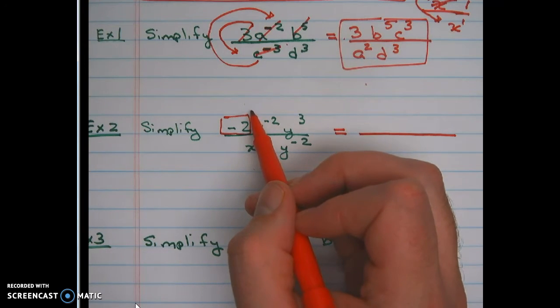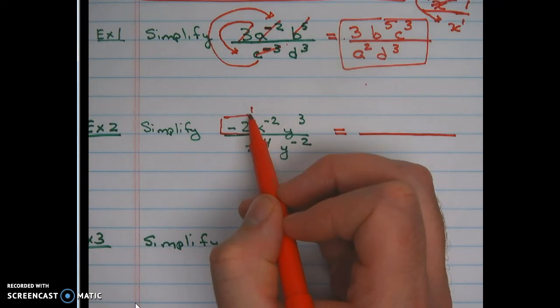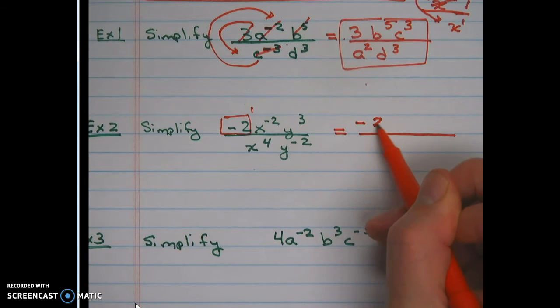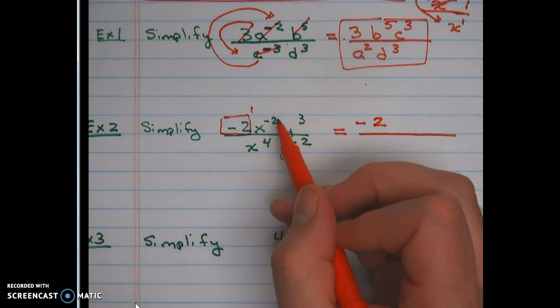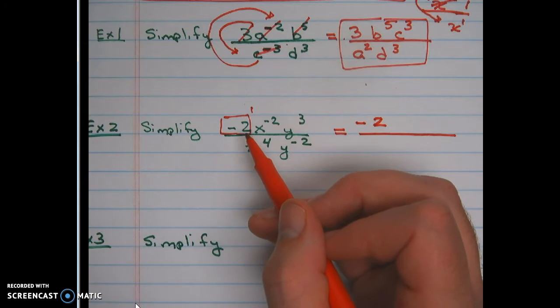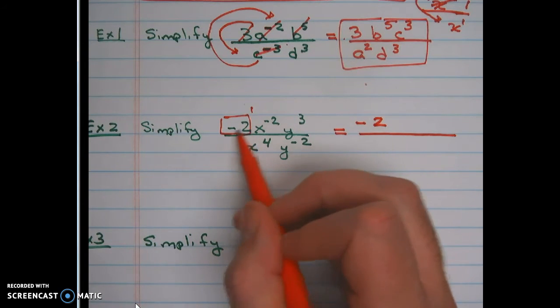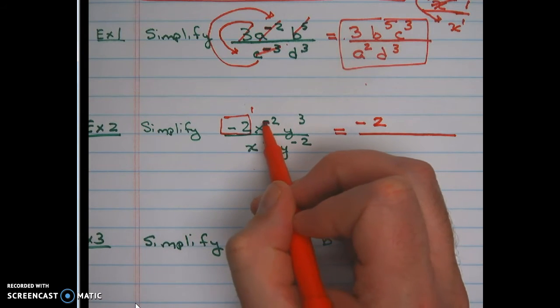It certainly doesn't have, well, it could be to the 1st power if you want to think of it. But that's not a negative exponent. So this negative 2 has to stay. This idea of negative exponents only applies to the exponent, that little number. If it doesn't have an exponent, then you can't apply that rule, because those rules aren't for coefficients. The numbers by themselves are called coefficients.